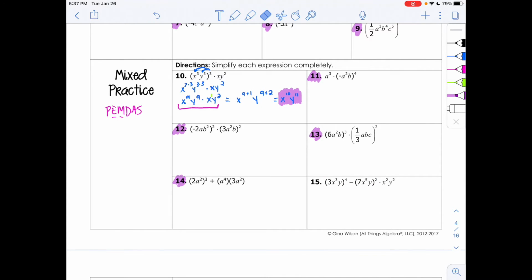And then I have subtraction, and I have multiplication. So we actually have 3 of our properties going on in this problem. So let's take it one property at a time.